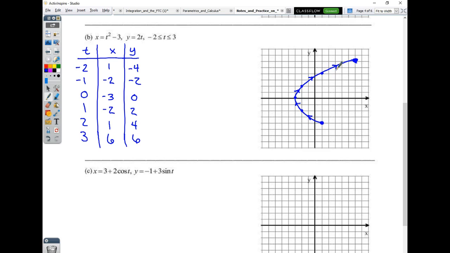So now we have to remove the parameter. Which one looks like the easier parameter? Y equals 2t again looks like it, and there's actually going to be another reason why we like y equals 2t in just a minute. So y over 2 is my t variable. So this becomes x is equal to 1/4 y squared minus 3. You didn't have to square that y, but I went ahead and did it anyways.